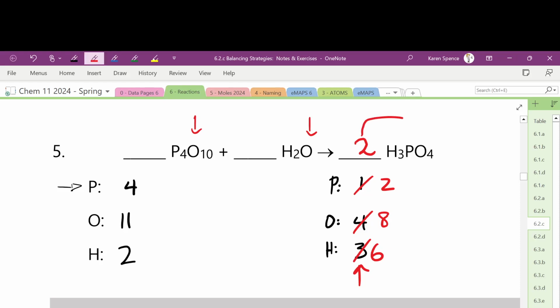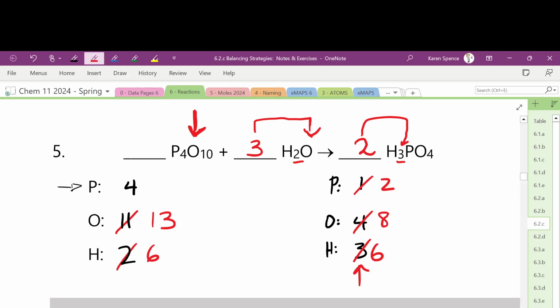How did I choose to put a 2 here? Well, I looked at that 3 and I looked at that 2 and I said the lowest common multiple of 3 and 2 is 6. So I want to multiply 2 times 3 to give me 6, and over here I'll multiply by 3. So 3 times 2 gives me 6 hydrogen, and now I have 10 oxygen plus another 3 oxygen gives me 13 oxygen. And again, I might say to myself, oxygen looks really difficult to balance because there's so many things there.